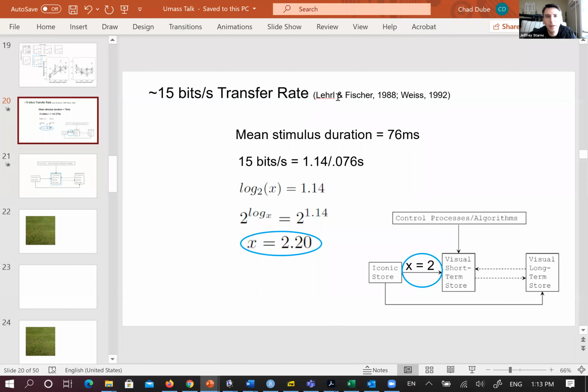So you're saying these people have found 15 bits per second can get into short-term memory from iconic memory. And then you're calculating out how many bits that is, and this would be for non-selective readout. So you're assuming there's no attentional cueing in advance, like it's just random what gets read out. Gotcha.